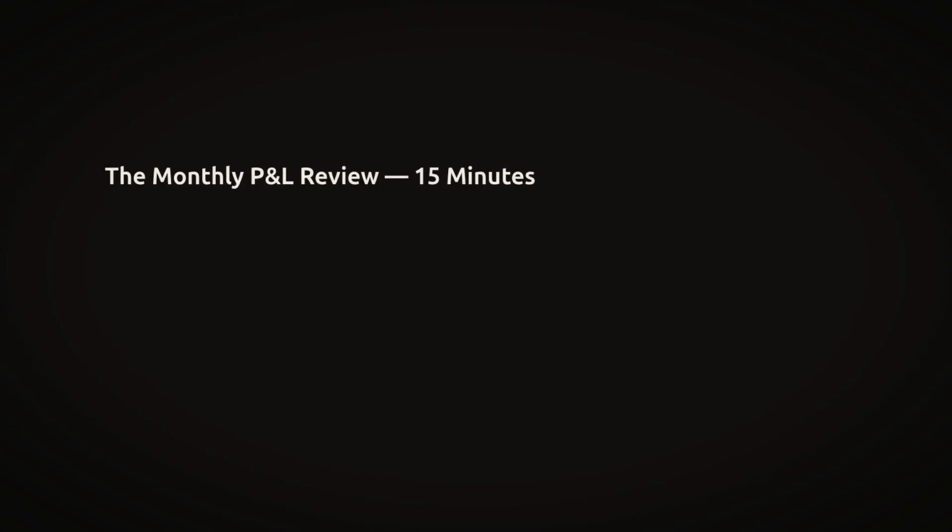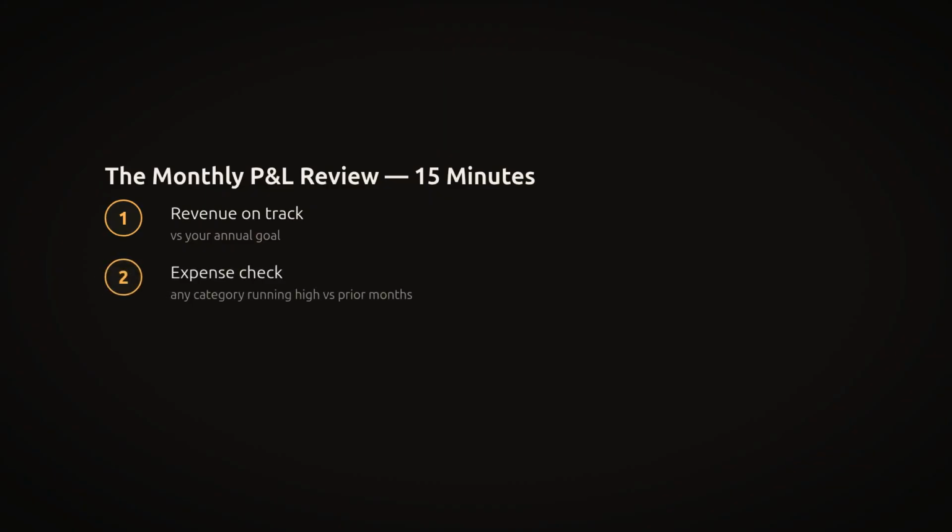Run a P&L monthly, not annually. Monthly P&L review takes 15 minutes in most accounting software and shows you 3 things that matter: whether your revenue is on track with your annual goal, whether any expense category is running high relative to prior months or your budget, and what your estimated quarterly tax liability is based on current profitability. A freelancer who reviews monthly P&Ls will never be surprised by a tax bill. They see the profit accumulating, set aside the estimated tax accordingly, and adjust expenses proactively rather than reactively in April.